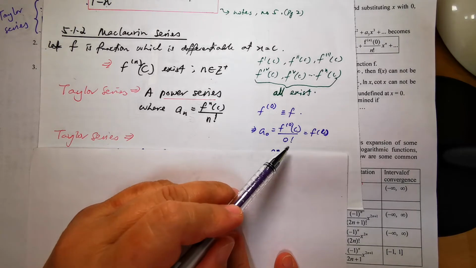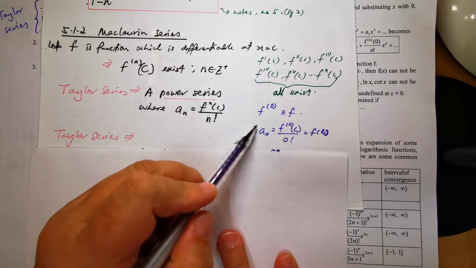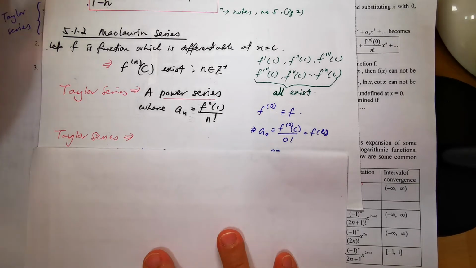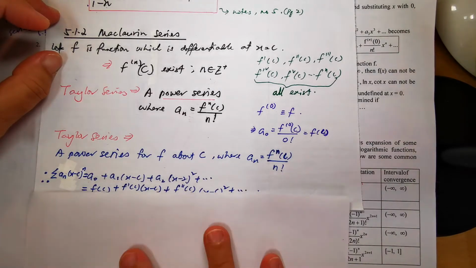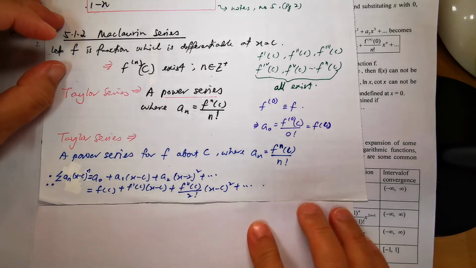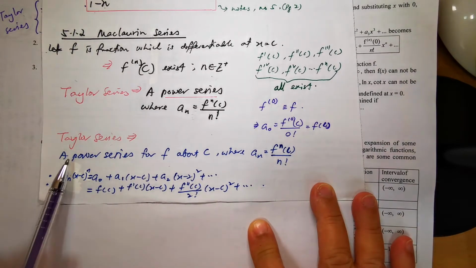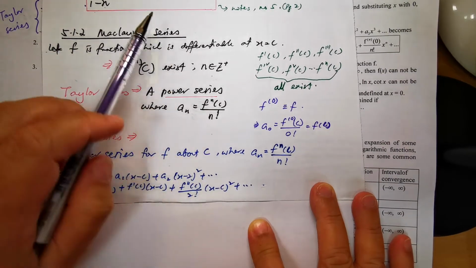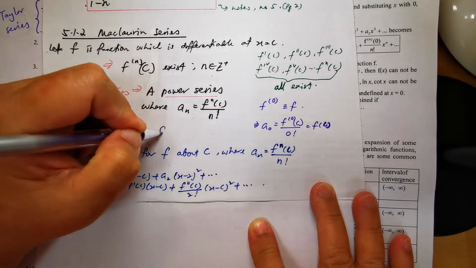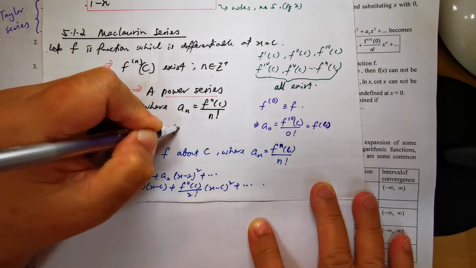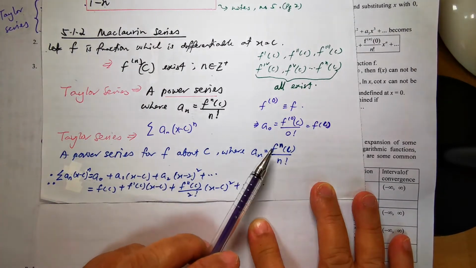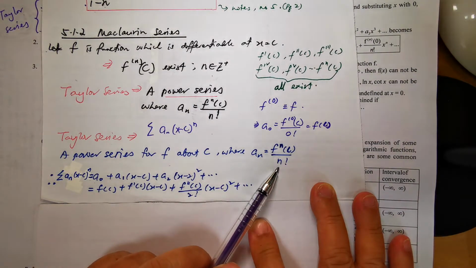Again, you have learned in Sem 1, 0 factorial is 1. Therefore, the coefficient of the first term is f(c) itself, means just sub c into the function. Alright, so this is Taylor series. Therefore we can make a conclusion that Taylor series is a power series for f about c. Why about c? Because it is in the form summation of an (x minus c) power n, where an must be f^(n)(c) over factorial n.